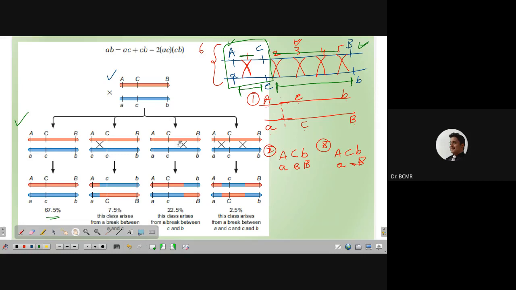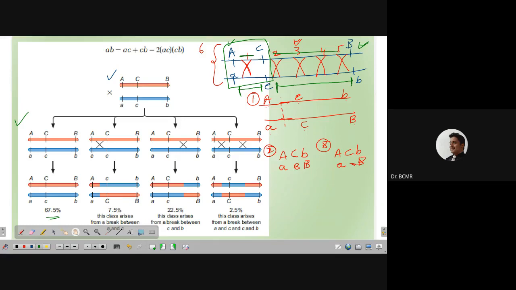There is also a probability that the crossover can happen here. In that case, you will have 22.5%, because the crossover can happen here, and also here. This distance between C and B is very, very high. Because of that, the probability of recombinants in that case will be very high.